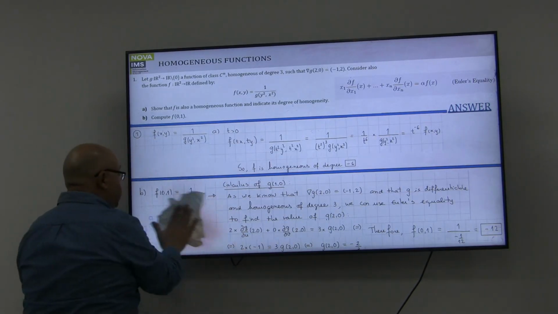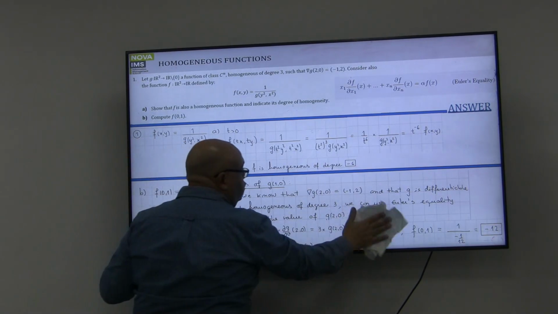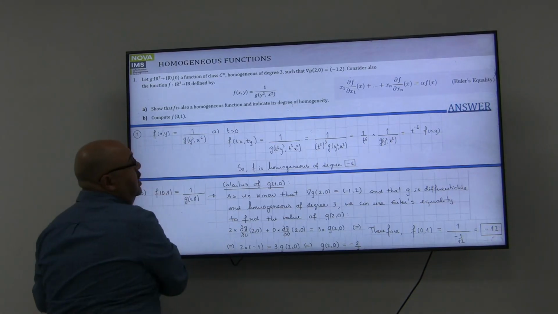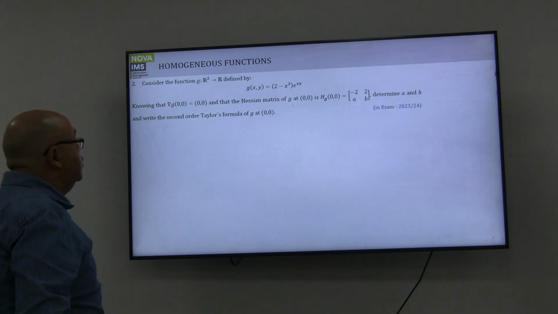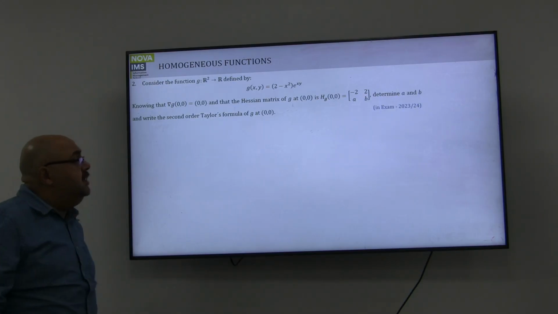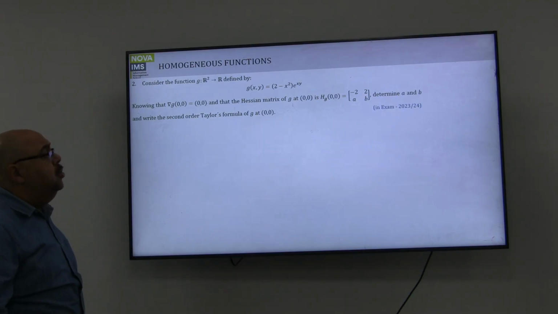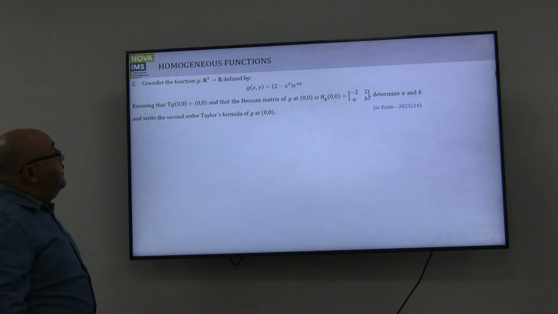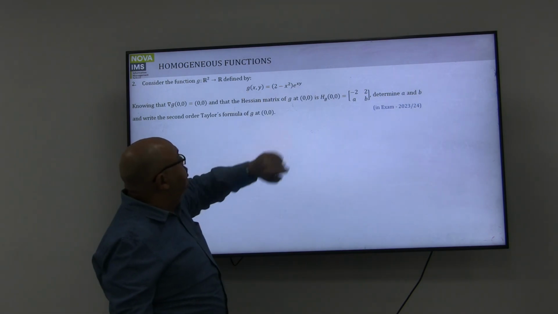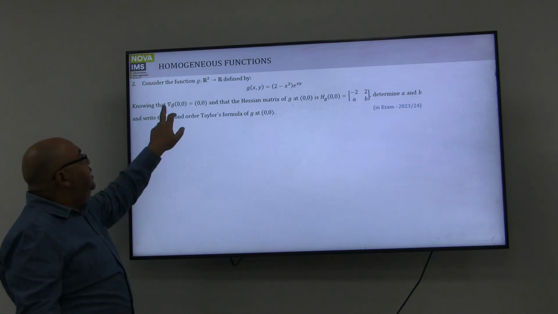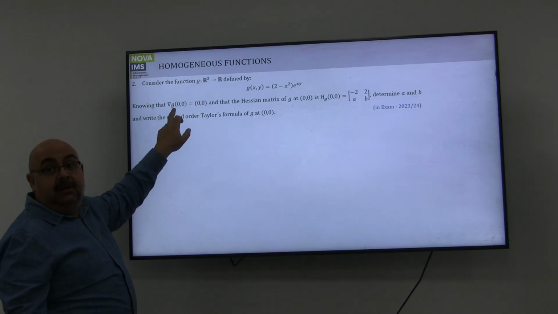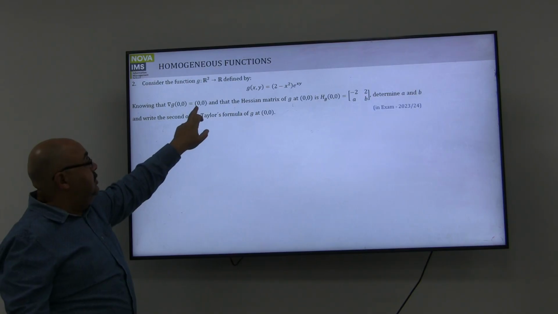Let's see the coming problem. I've tried to solve as much as possible, and you still have a lot of problems to go through. Please try to solve them again. This problem is in the second midterm exam of 23-24. Let's go through it. Consider the function g, which is from R2 into R, knowing that, once more, the gradient of g at (0, 0) is equal to (0, 0).